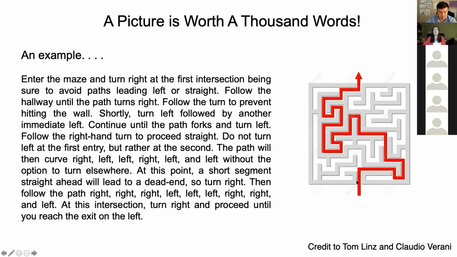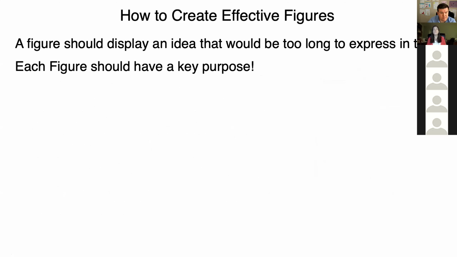Nobody wants to read this because we'd rather look at this picture where you can see we enter the maze, we turn left at the first intersection, being sure to avoid paths going straight or left. We follow the path until it turns right. Then we follow until we hit the wall, and then we turn left. So you can see that in this case, this maze picture is much more effective than the description in the text that we would have to write. There are many times when a figure like this is going to be much more effective in displaying and conveying information than text.